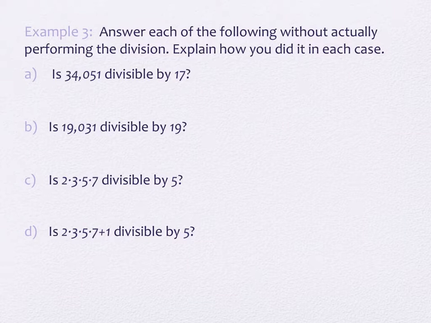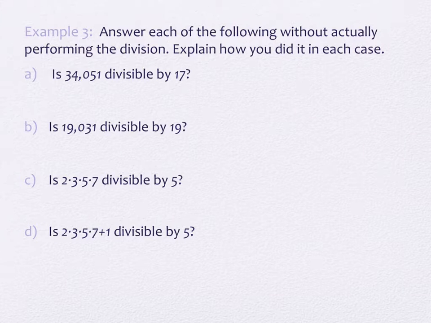Example 3 is a little bit of an odd example. It's using numbers that we don't have divisibility rules for necessarily, at least on A and B, and then C and D something a little bit different. It says to answer each of the following without actually performing the division. So the goal is not to grab your calculator or to longhand divide these out. The goal is to be able to do it mentally, looking at it, being able to just say yes or no, and I have a reason why I said that.